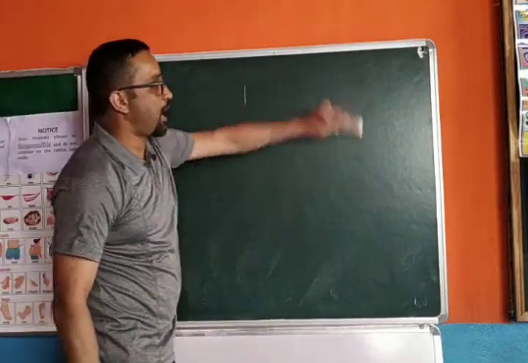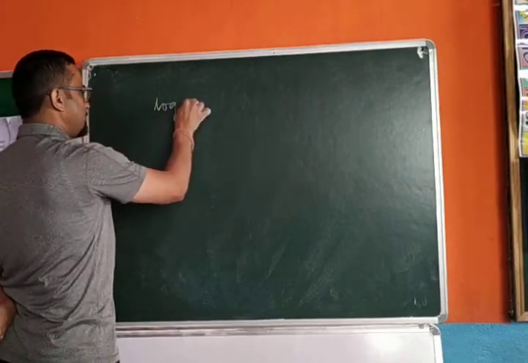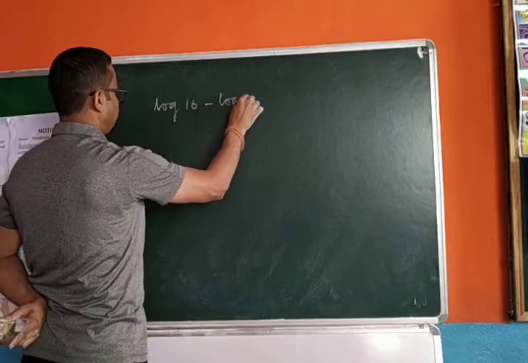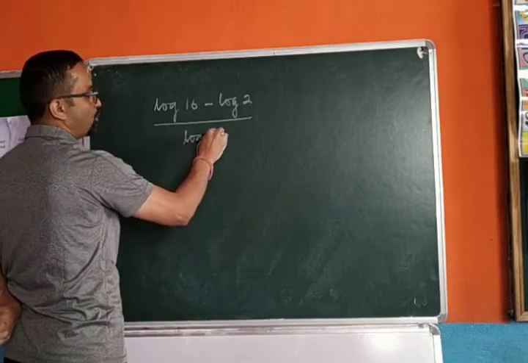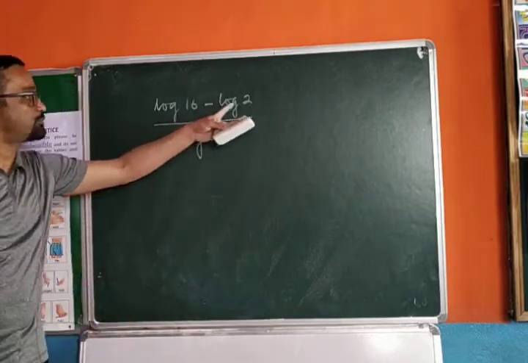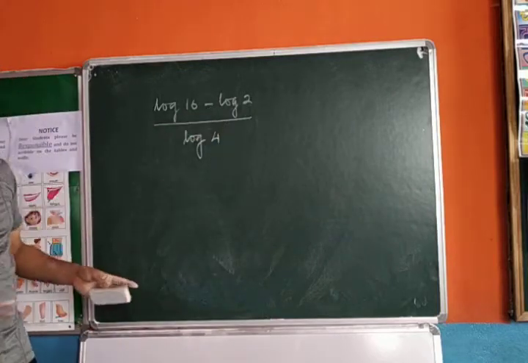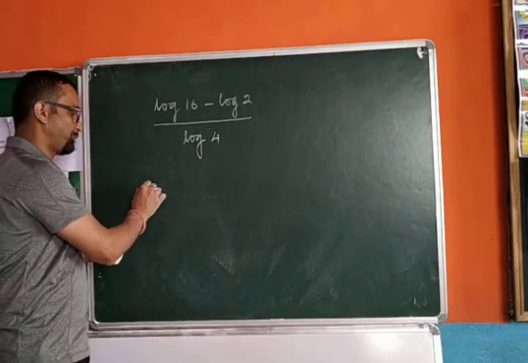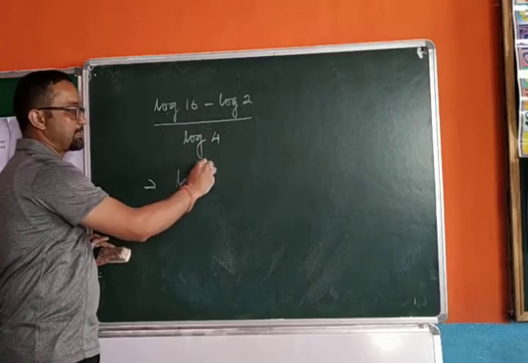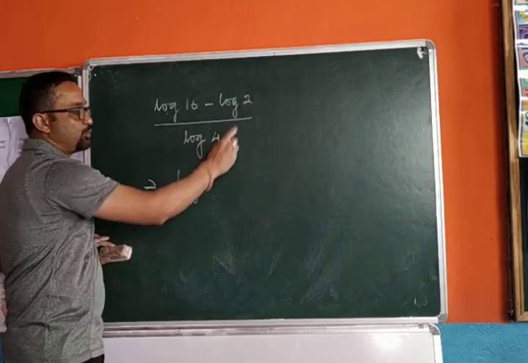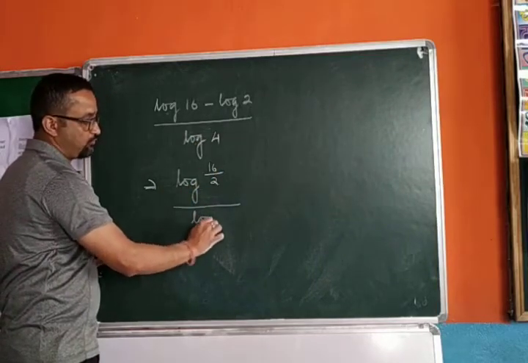Similarly, you can have a question like this. Log 16 minus log 2 divided by log 4. You cannot subtract logarithms directly. If there is a minus sign in between logarithms, it means it is the division law. Out of these two logarithms, you need to write one log. 16 will be kept at the numerator, 2 will be at the denominator. Similarly, this you can write as log 4.